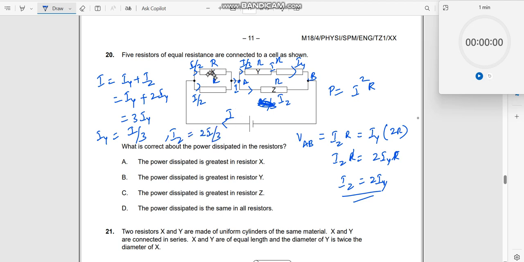If you compare these two, here it is I by 2, which is 0.5 times I, and here it is 2I by 3, which is 0.67 times I. Which one is larger? This current is larger, which means the power dissipated in this resistance is larger. So the power dissipated in which resistor? Resistor Z is larger. So C is the right answer. Okay. Let us move on to the next.